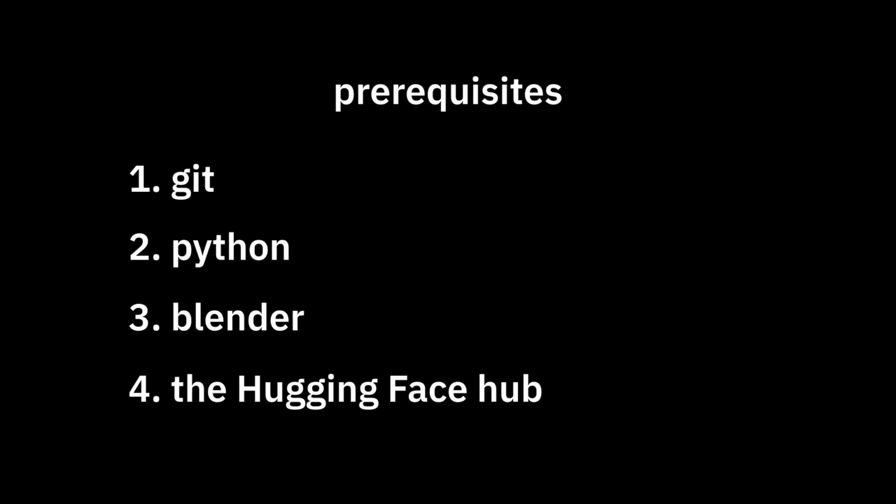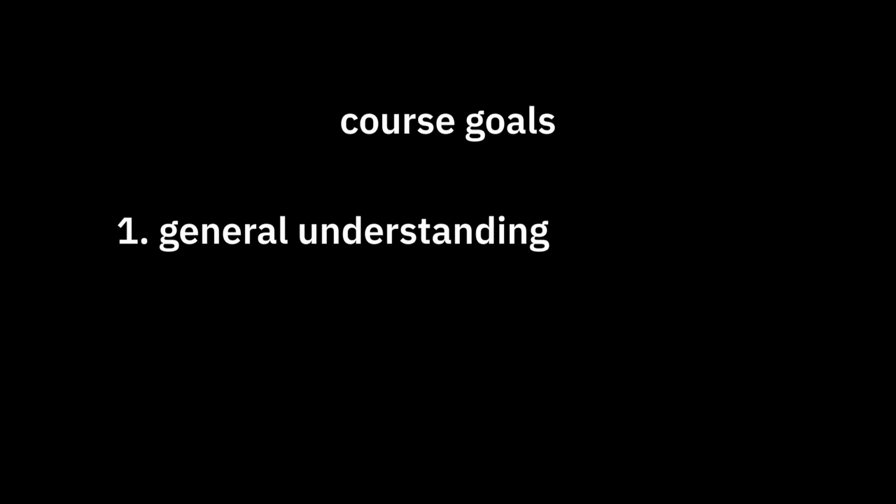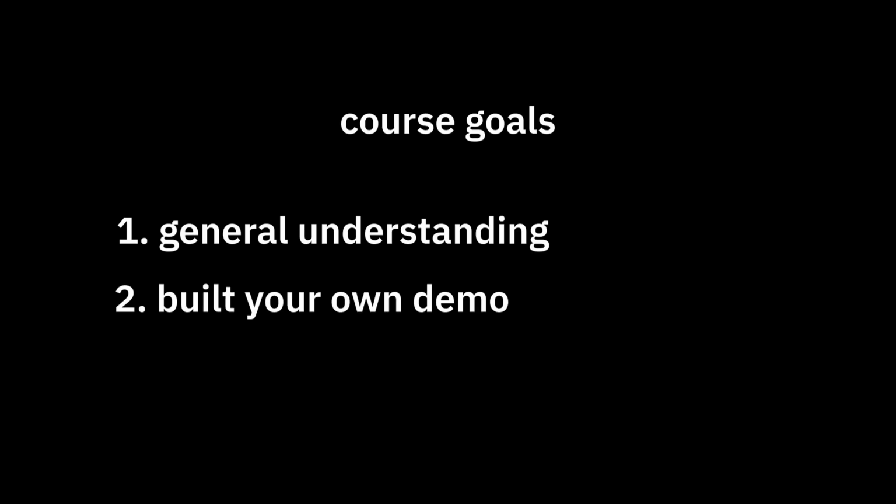Part 3, how to do it yourself. Before we get started, there are some things that will be useful to be at least somewhat familiar with. These are Git, Python, Blender, and the Hugging Face Hub. If you aren't familiar with all of these, don't worry, you can still follow along. And by the end of this course, you'll have a better understanding of ML for 3D, and you'll have built your own generative 3D demo.